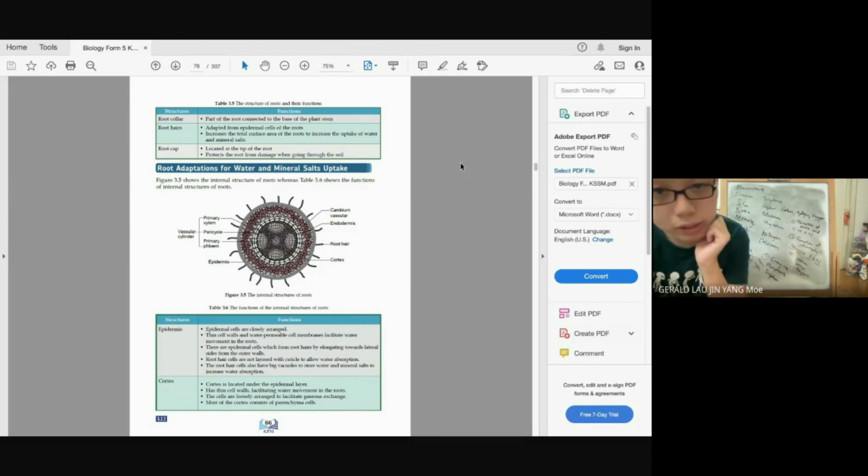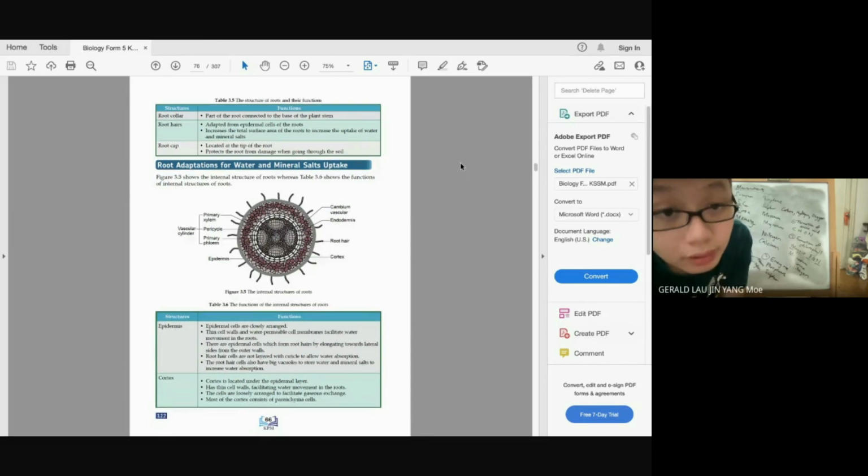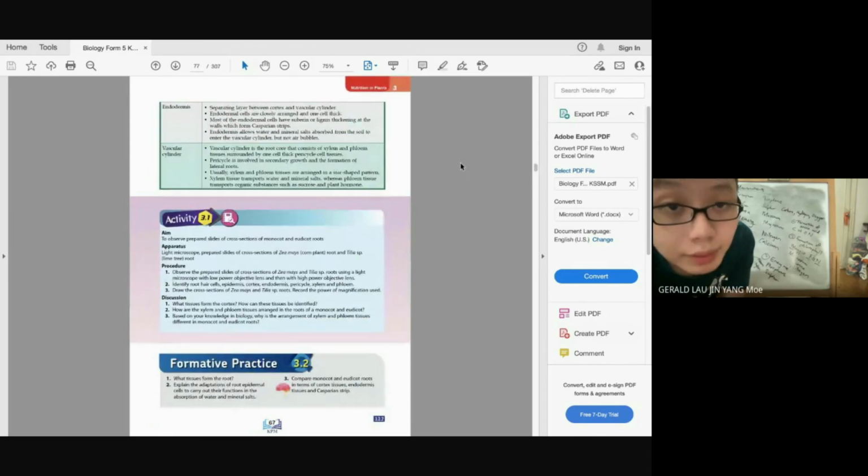Now the cortex is the same thing as in the stem. It's basically the layer between the endodermis and epidermis. Located under the epidermal layer, it has a thin cell wall facilitating water movement in roots. Cells are loosely arranged to facilitate gaseous exchange. Cortex consists of parenchyma. The endodermis is the separating layer between the cortex and vascular cylinder.